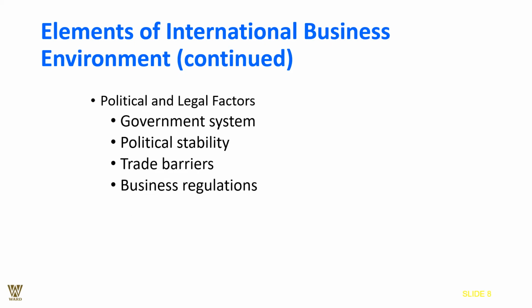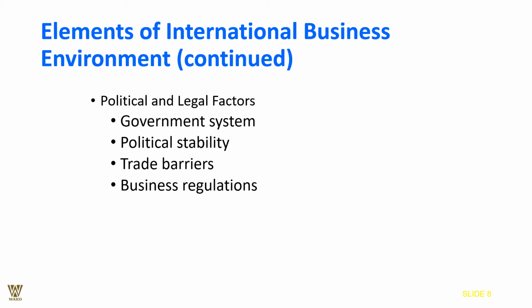Similarly, among the political and legal factors is the government system. Is it a democratic government? Is it an autocratic government? Is it a communist government? What kind of government are you going to deal with? We're talking about political stability. Yes, I have already ascertained the importance of political stability.